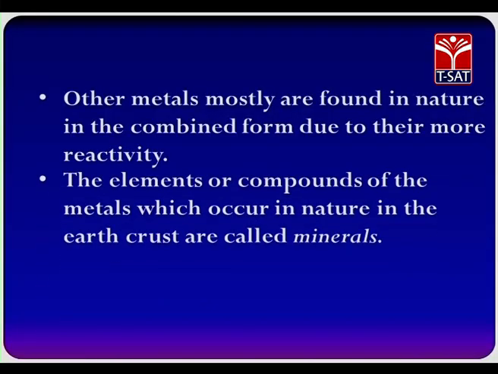They will combine with other things like atmospheric oxygen and atmospheric water vapor, and they form new products. So, they are not obtained in the pure form in nature. So, the elements or the compounds of metals which occur in nature in the earth's crust are called minerals.